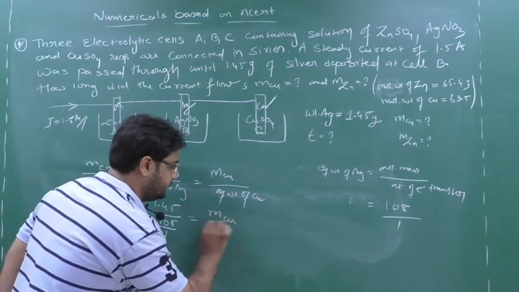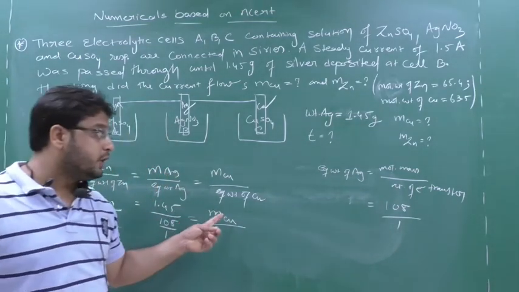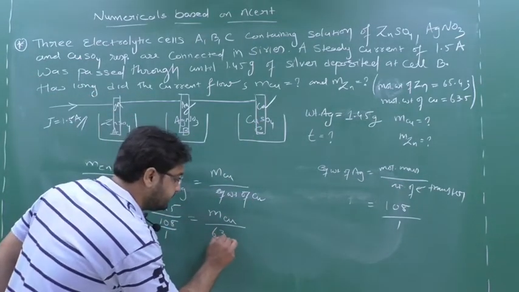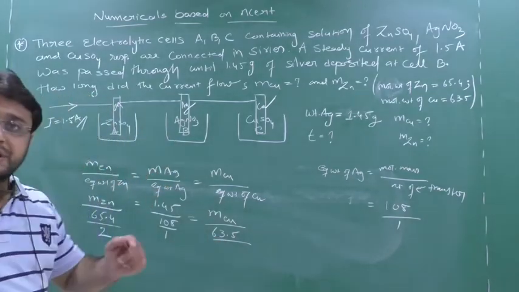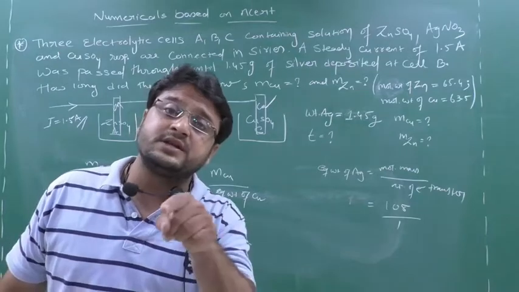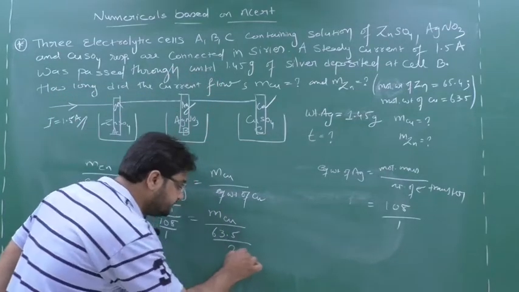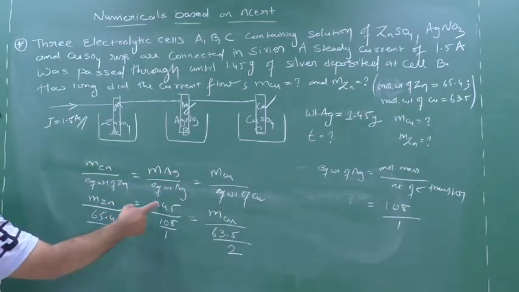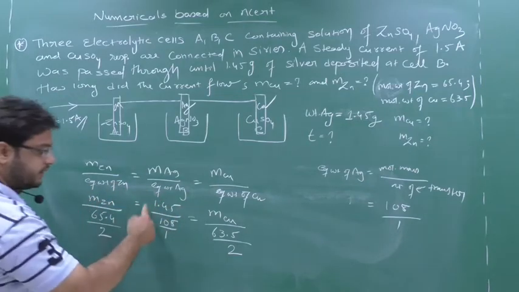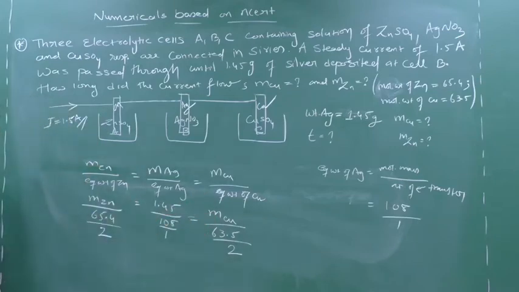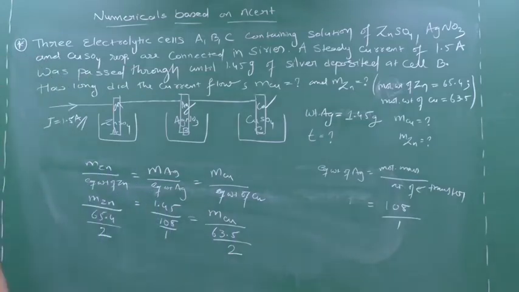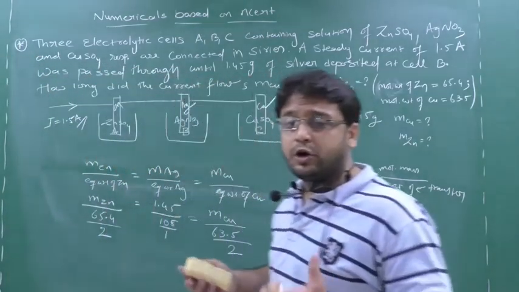Similarly, mass of copper. The equivalent weight of copper is the molecular mass of copper, which they have given as 63.5, by number of electrons transferred. Cu will form Cu2+, so here also 2 will come. Now what I will do: once I equate these two, I will get the mass of zinc, and then when I equate the other two, I will get the mass of copper. Simple question. Clear? In some other videos or textbooks, they have done a lot of complicated things.